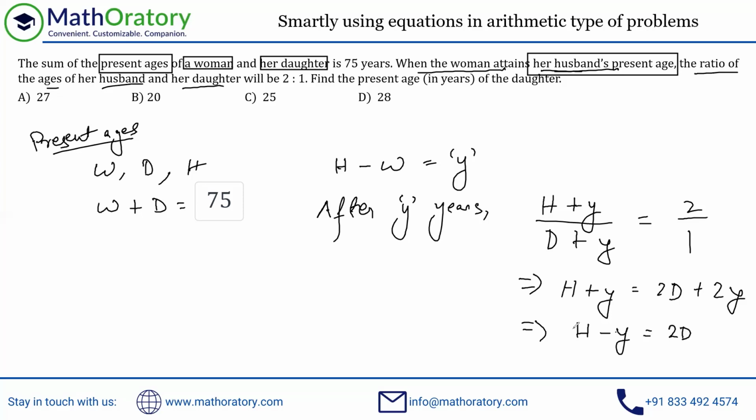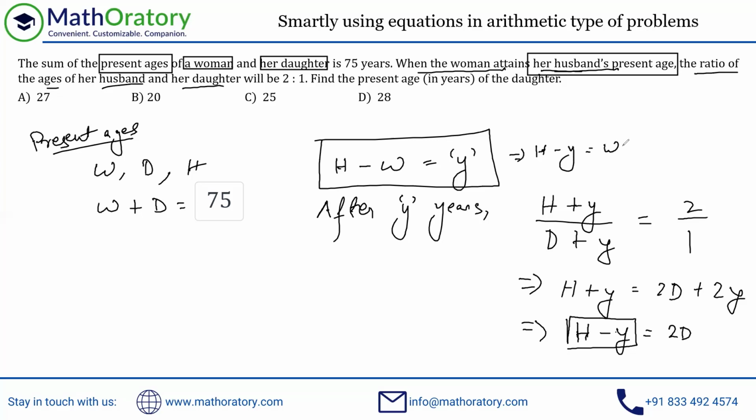Now, something very interesting happened here, which is actually tough to identify when you're reading the question. If you notice this H minus Y in this equation, if you just interchange the Y and W, you get that H minus Y is nothing but W, right? Because that is the wife's age, the husband's age minus Y years. That is the difference of the ages. So this tells us that W is equal to 2D.